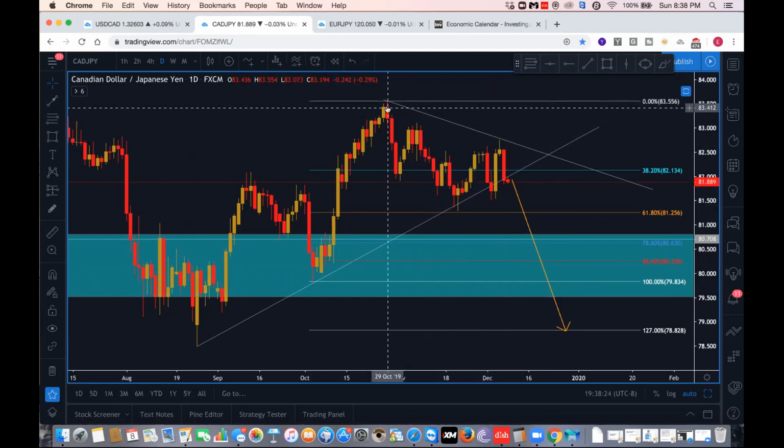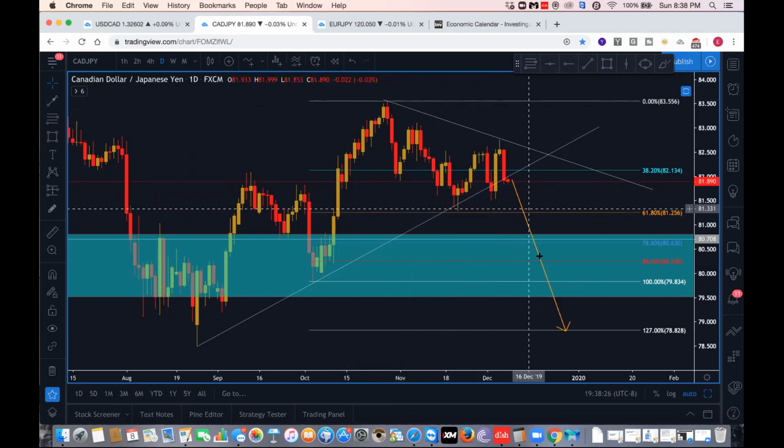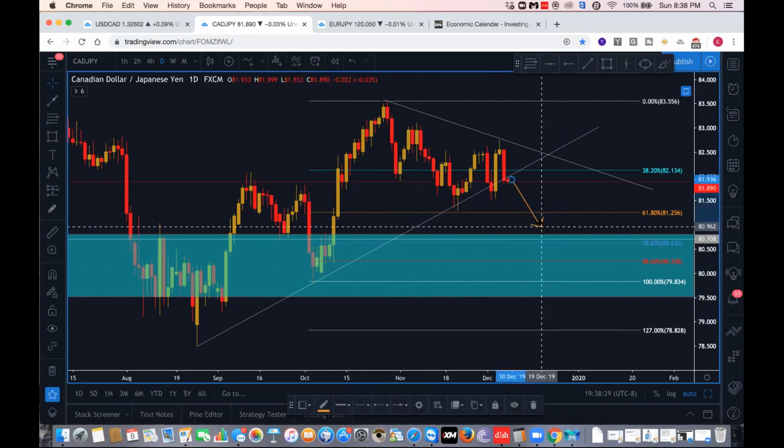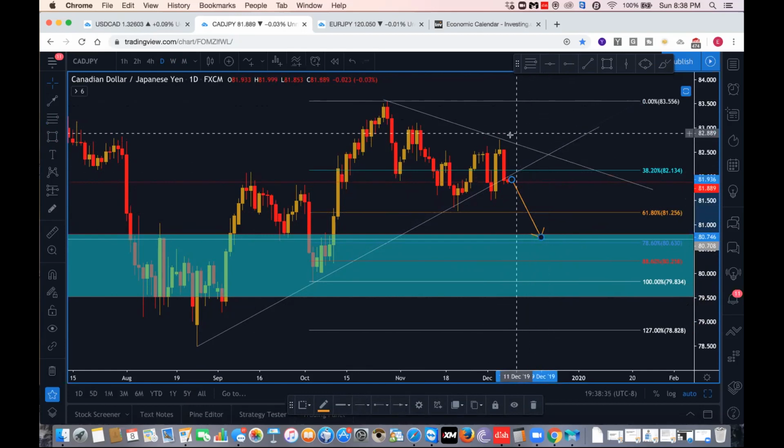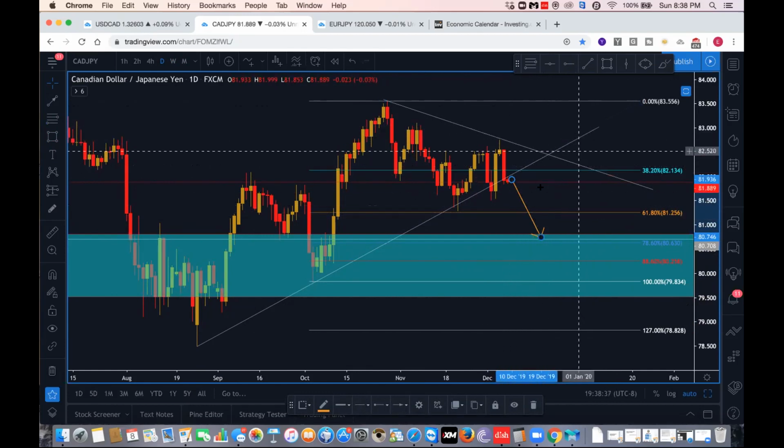So, this CAD JPY, like I said, look for price to push down and then push back up. As long as price can break back above 82.50, 82.60, then we're going to look for price to hit 83, 83.50.